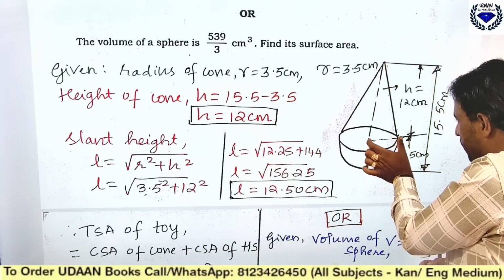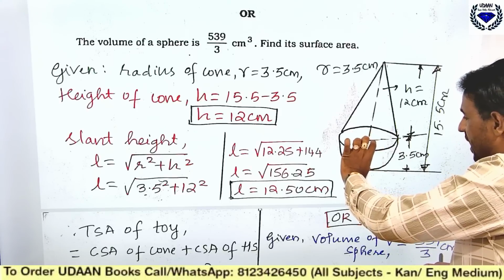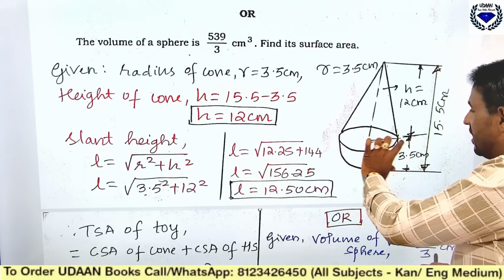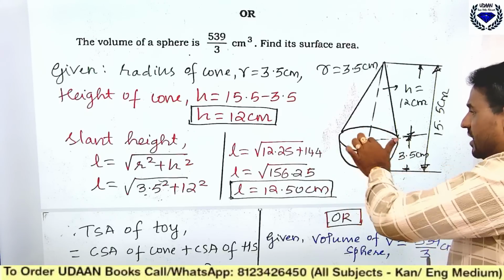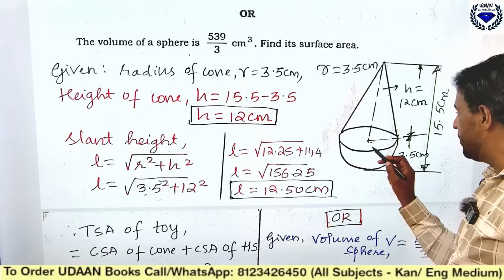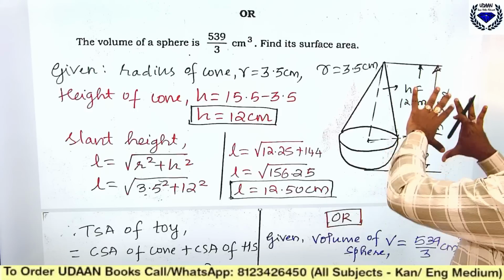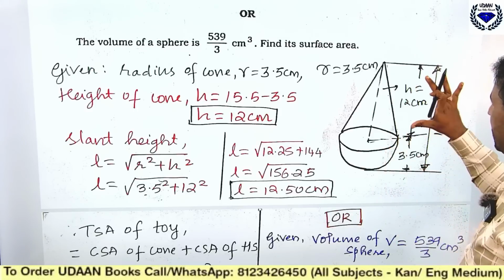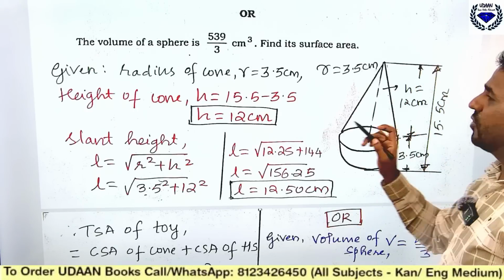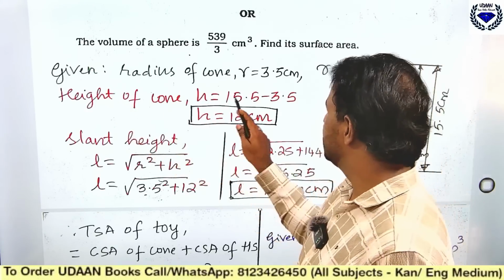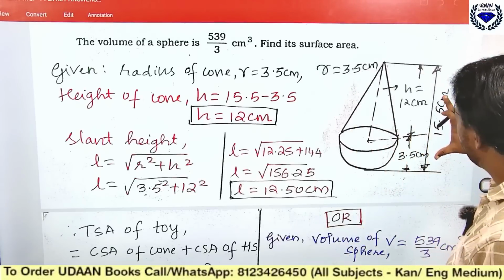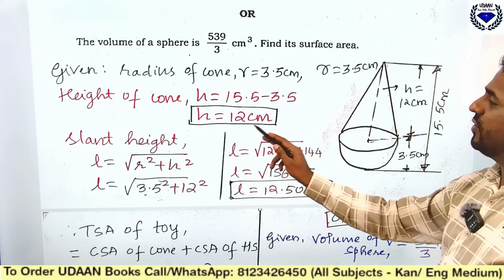If this is 3.5, this is also 3.5. Why? Because this is the hemisphere. It is like a semicircle, it has the same radius. This is also 3.5 only. Now from 15.5 subtract 3.5, we will get what? Height of cone will be 12. Therefore, height of cone h is equal to 15.5, total height, minus height of hemisphere, we get 12.